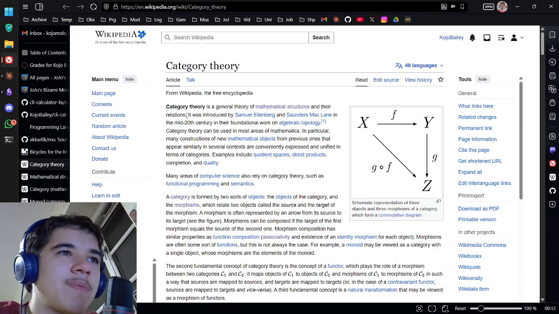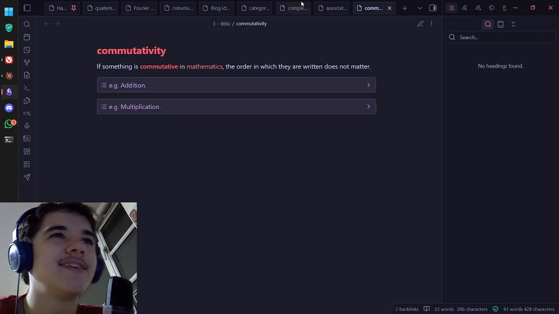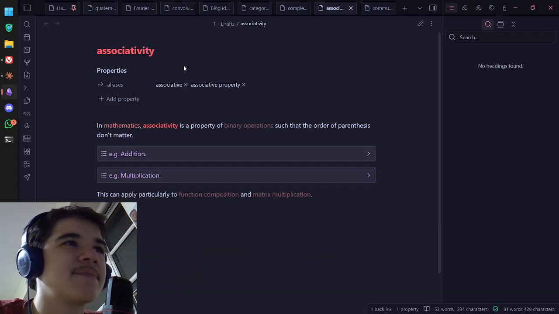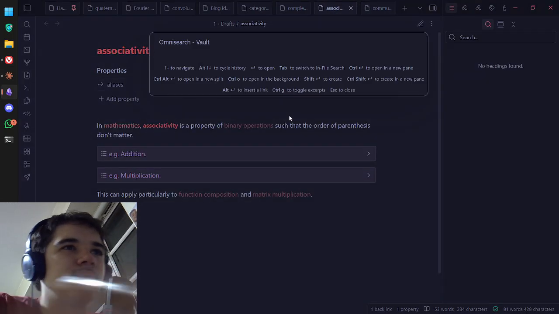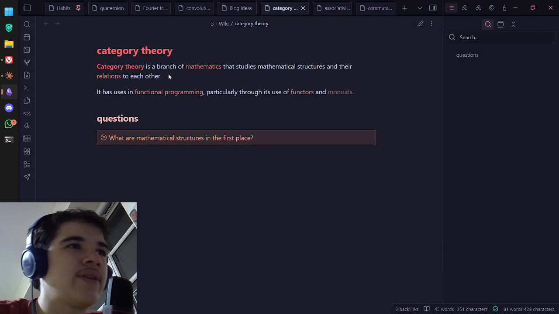I think I literally copy pasted this definition, I'm not gonna lie, because what the hell? That's literally what it says here, isn't it? Let's go, category theory.